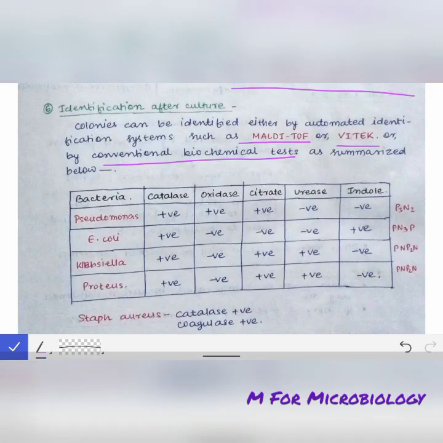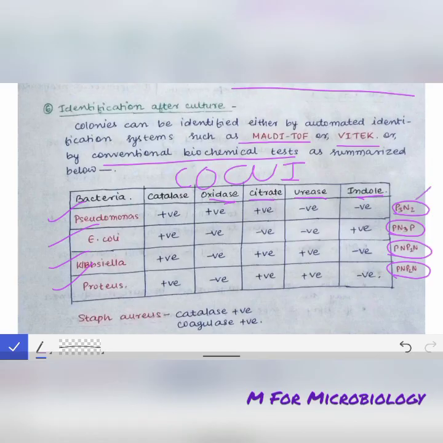So see here: Pseudomonas, E. coli, Klebsiella, and Proteus, and these are the test names: catalase test, oxidase test, citrate test, urease, and indole test. So how will you remember all these tests? I have made a simple mnemonic, that is the Kokui score. The Kokui score of Pseudomonas is P3N2, of E. coli is PN3P, of Klebsiella is PNP2N, and of Proteus is PNP2N.